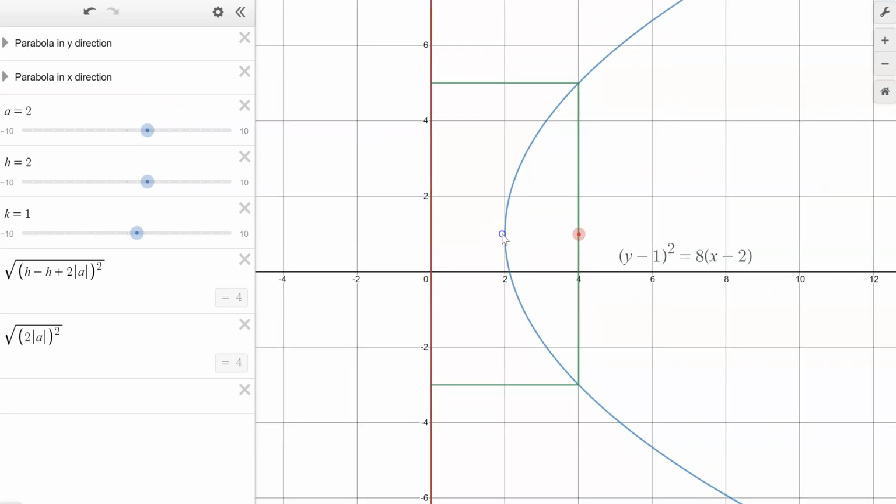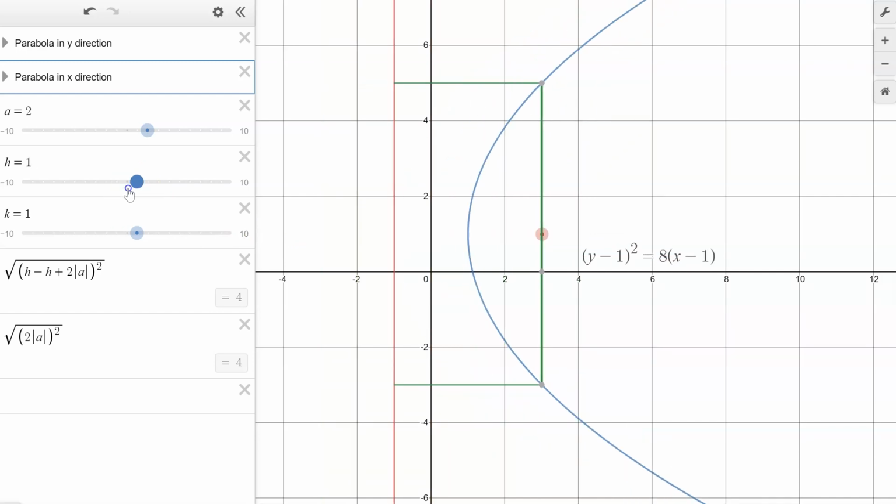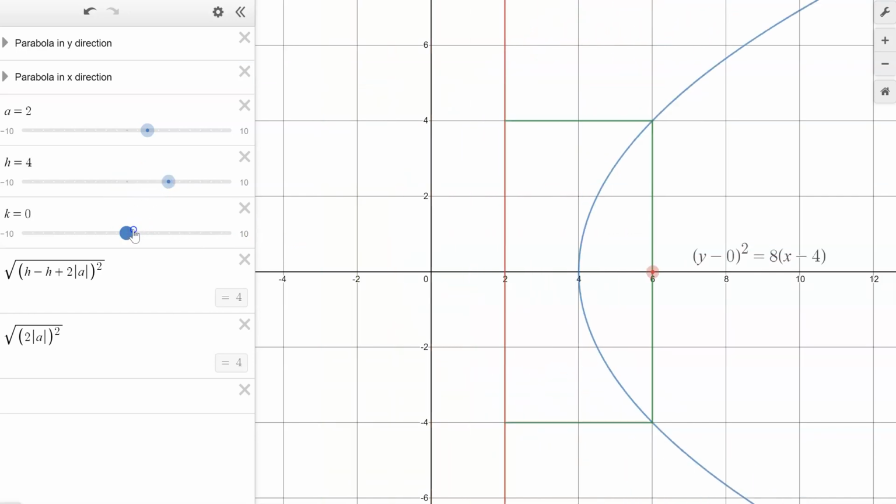You can still see the vertex is still 2, 1. But now the focus is 2 units away. So I've added 2, subtracted 2 to get to the directrix. And if that's 2, then that would be up 4. So you can see it's 1 plus 4 is 5. So the h is next to the x, and that's going to move it left and right. And the k will move it up and down. See?